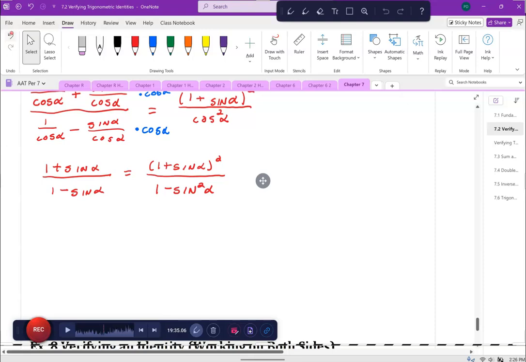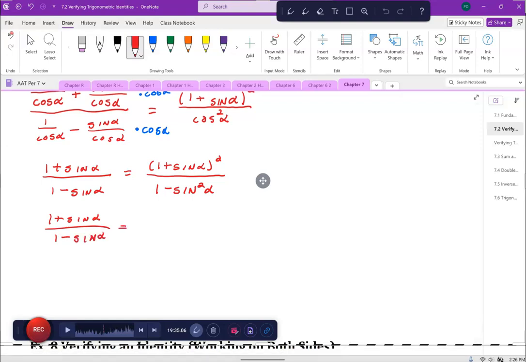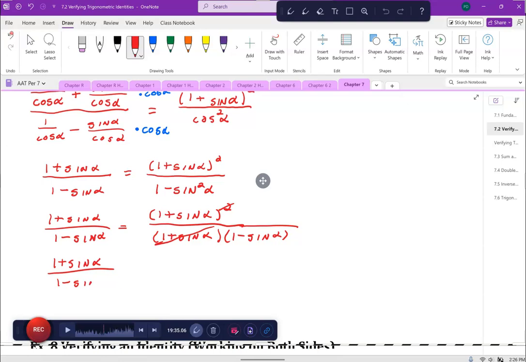And you're going, okay, well, why does that help? Well, 1 plus sine alpha over 1 minus sine alpha. If I factor that now in the bottom, 1 plus sine alpha quantity squared, this is a difference of squares. This is 1 plus sine alpha times 1 minus sine alpha. And you'll notice this will cancel with one of them. And now I have the exact same thing on the left, 1 plus sine alpha over 1 minus sine alpha, as I do on the right, 1 plus sine alpha over 1 minus sine alpha.